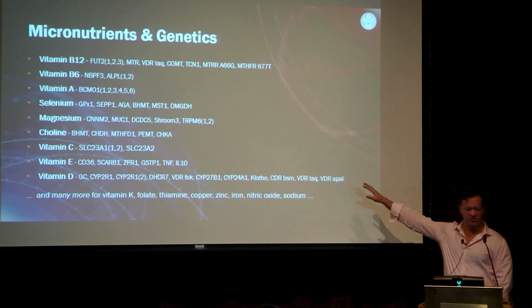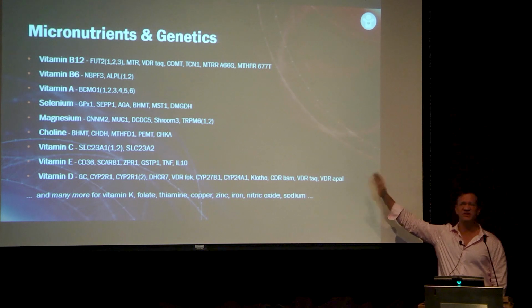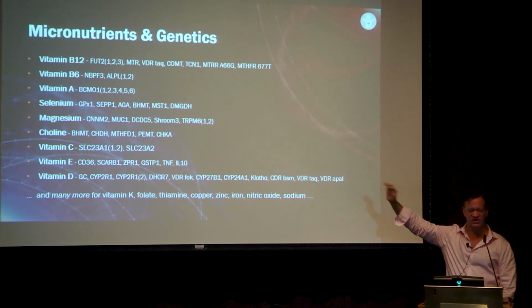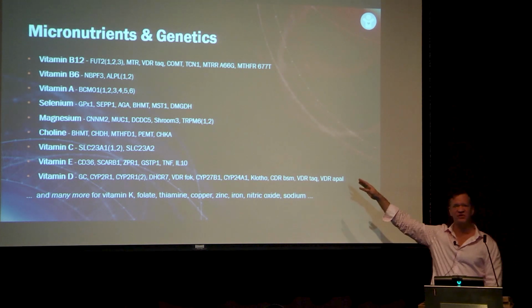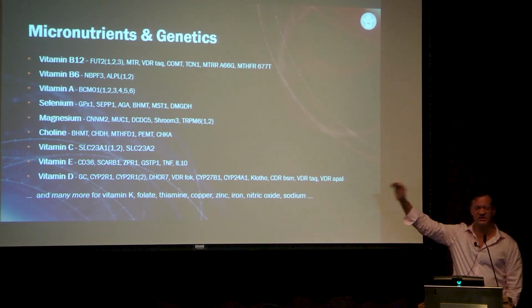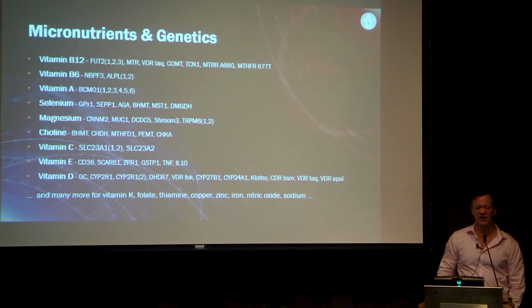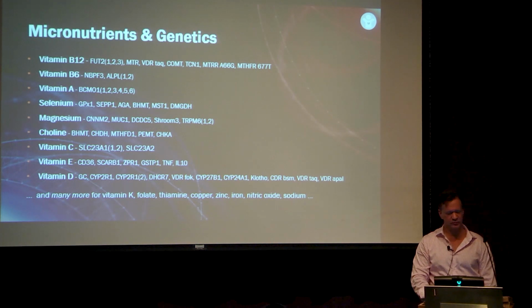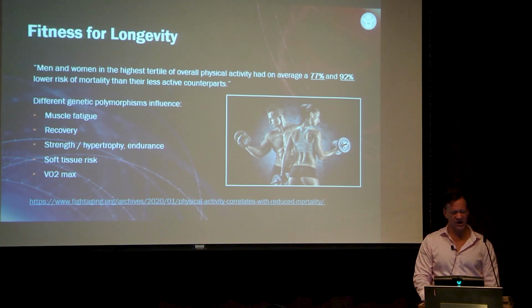And again, just to briefly make the point, not going to go into these individual genes, but everybody has different single nucleotide polymorphisms for each of these different genes. You can see there's almost a dozen there for vitamin B12 alone that determine how much vitamin B12 you should be taking and which form of vitamin B12 you should be taking. Same thing with B6, vitamin A, selenium, magnesium, you name it. So everybody is different. Okay, so that's it for micronutrients.